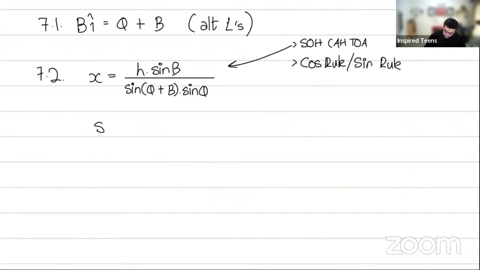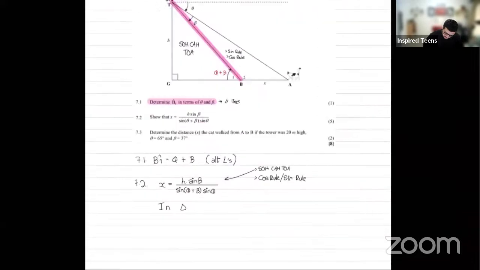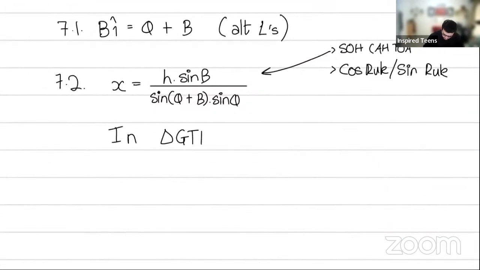Okay, so in triangle GTB, I'm going to say sine. In triangle GTB, sine B1 is equal to that side over that side. You don't have to write sine B1. You can just directly substitute theta plus beta.